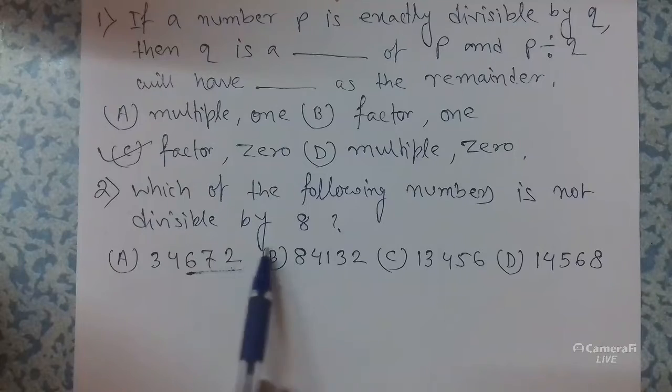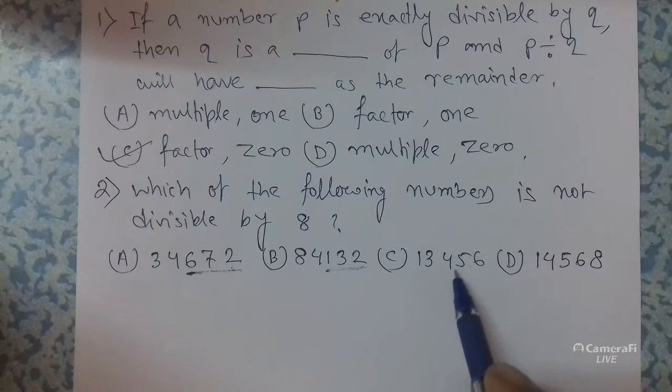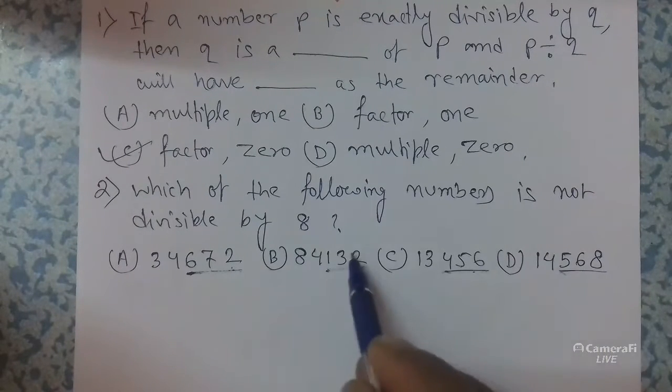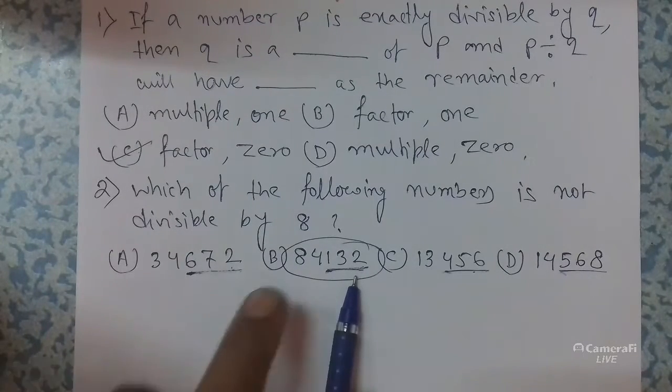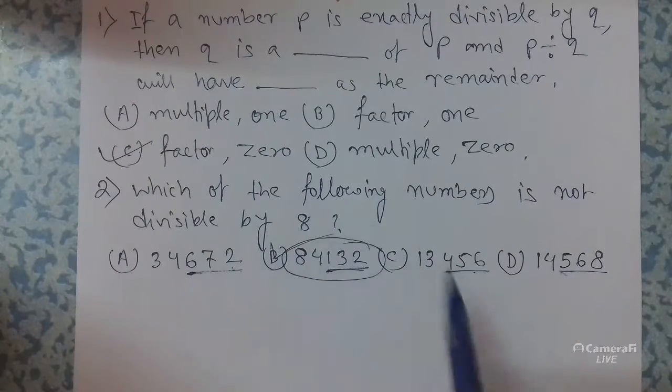672 is divisible by 8. The second one is not divisible by 8. Okay, check the third one. It is divisible by 8, and the last one is also divisible by 8. Only this number, 132, is not divisible by 8. So that means 84,132 is not divisible by 8. So B is the correct answer. I hope all of you understood.